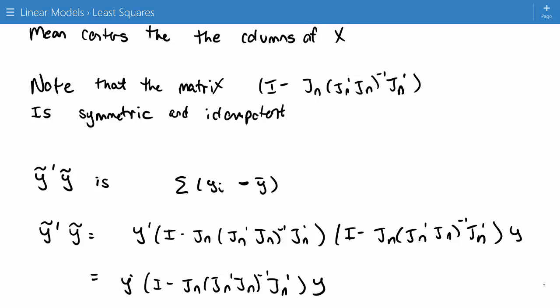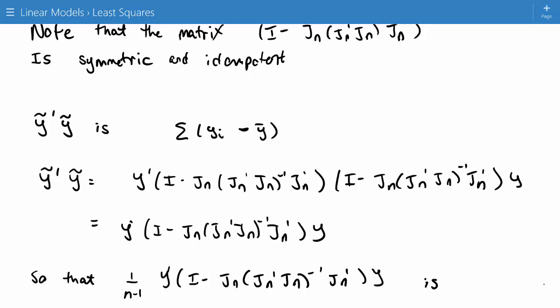I would also note, and you can check this by yourself, that the matrix I minus Jn, Jn transpose, Jn inverse, Jn transpose, is exactly symmetric and idempotent. And this matrix right here is also symmetric and idempotent. And this matrix here, I, of course, is also symmetric and idempotent.